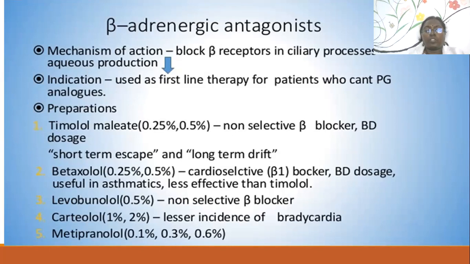And levobunolol 0.5 percent, which is again a non-selective beta blocker. Carteolol 1 percent and 2 percent, there is a lesser incidence of bradycardia. Then betaxolol 0.25 percent and 0.5 percent, which is cardioselective, that is a beta 1 blocker, and the dosage is BD. It's useful in asthmatics. So when timolol is contraindicated in asthmatic patients, you can substitute with betaxolol.